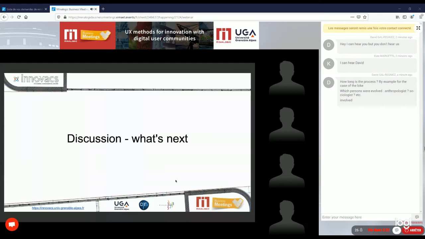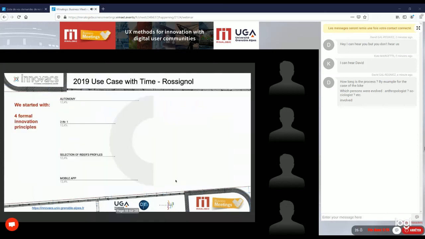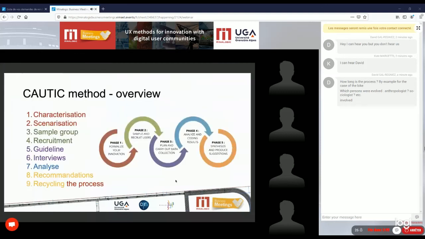For the first 3 phases, we can say it takes from 1 to 3 months. If we go with the full process, then on analyzing, planning and carrying out the data collection and analyzing the coding results, it takes 2 to 3 months, and the whole synthesizing and producing suggestions can take 1 month. You have to understand that it's an iteration process, so this can be repeated again and again.